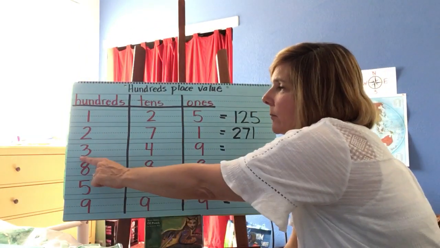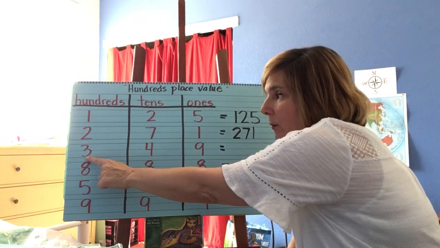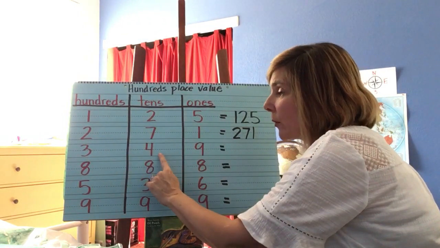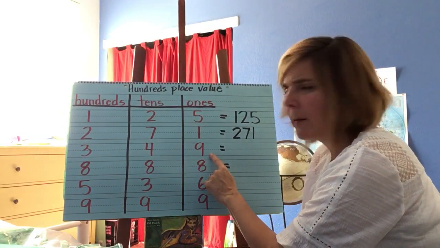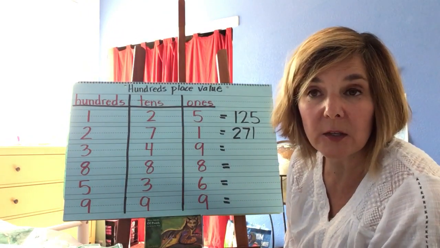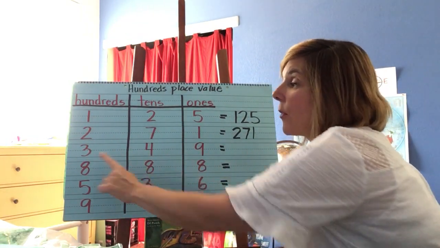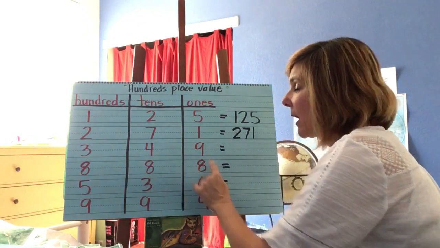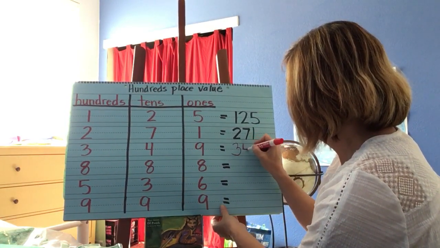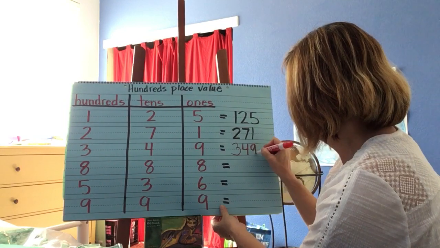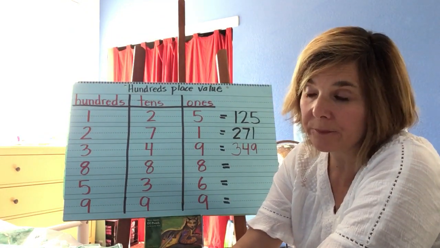Okay, let's go to the next one. 3 groups of 100, 4 groups of 10, and 9 ones. What's that number? I didn't write it. Can you say it? 3, 4, 9, 349. And I would write it like this. 3, 4, 9. 349. That's how I read it. I don't read it 3, 4, 9.